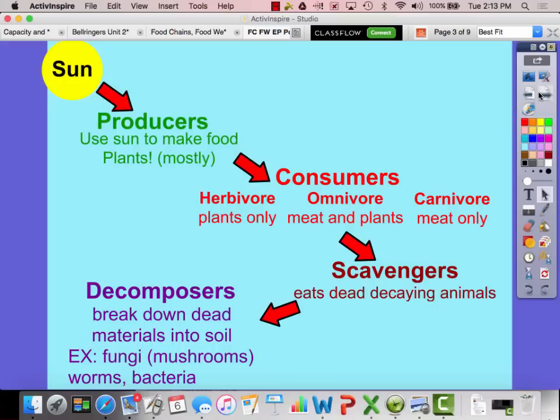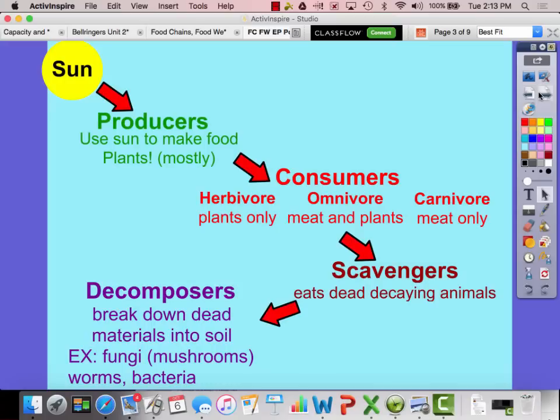An herbivore, remember, herb stands for plants and vor stands for eater of. Omni stands for many, vor stands for eater of. So if you're an omnivore, you're eating many things, or in this case, meat and plants. Carni stands for meat and vor stands for eater of. So a carnivore is going to be eating meat only.